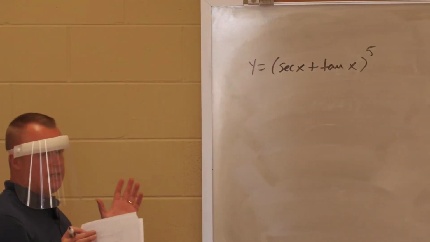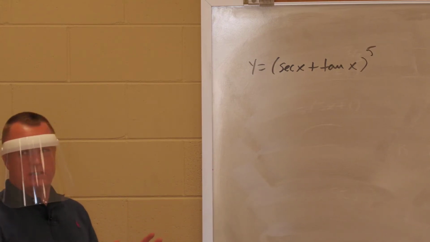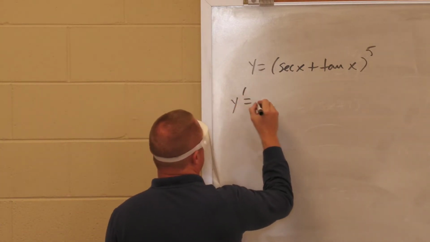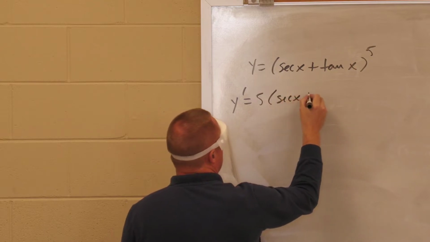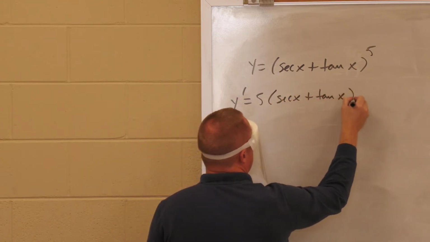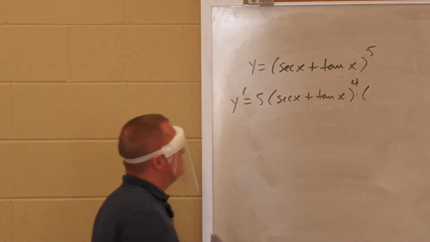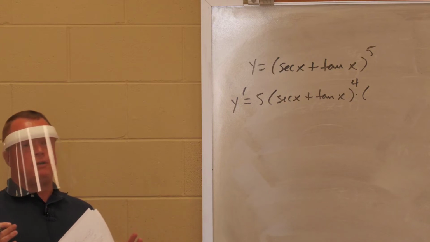Easy to see there, the outside function is the power of 5. The inside function is secant plus tangent, right? So take care of the outside part first. So multiply times 5, and then subtract 1 from the exponent. Okay, so that's taking care of the power of 5. Now multiply by the inside.